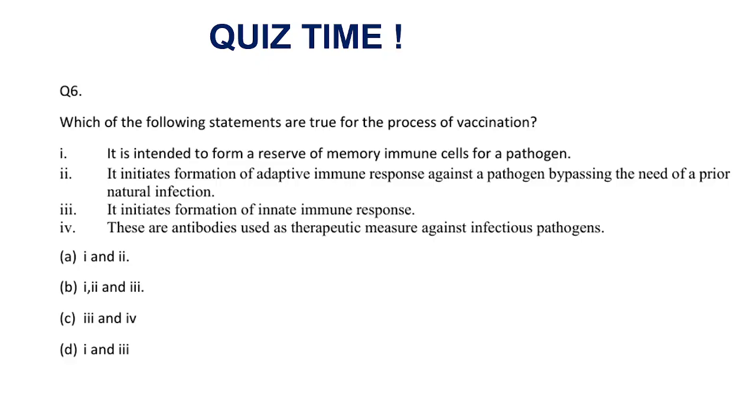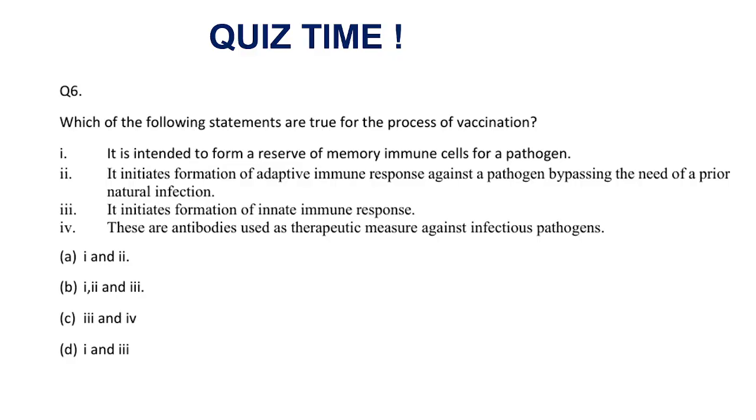It says it's intended to form a reserve of memory immune cells for a pathogen. So this is the primary goal of vaccination, to create memory B and T cells to remember the pathogen so that when you are exposed in the future, the body can respond faster. The next one says it initiates formation of an adaptive immune response against a pathogen by bypassing the need for a prior natural infection. This is also true.